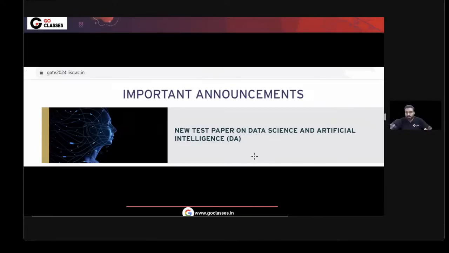Nowadays machine learning, data science, artificial intelligence, these are the fields in which students are going. Okay, these are the fields in which students want to do their specialization. So I can say that this is a very good opportunity for students, that GATE has introduced this new course. So this is a new test paper, you can notice, a new test paper in data science and artificial intelligence.